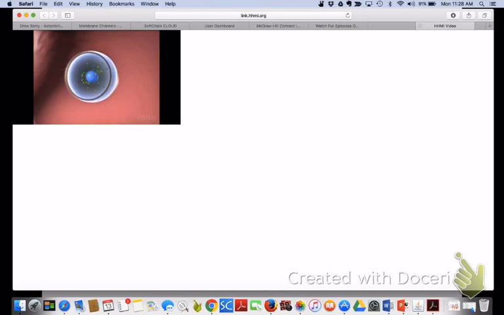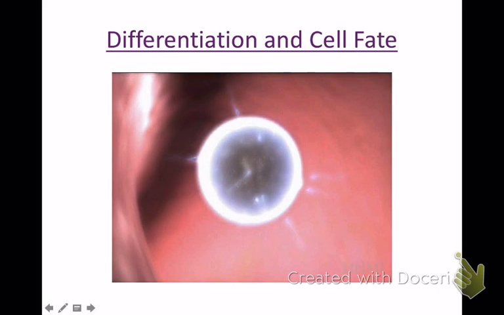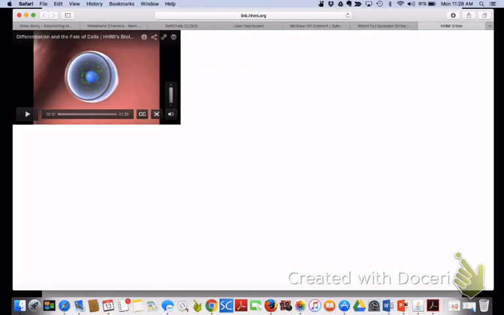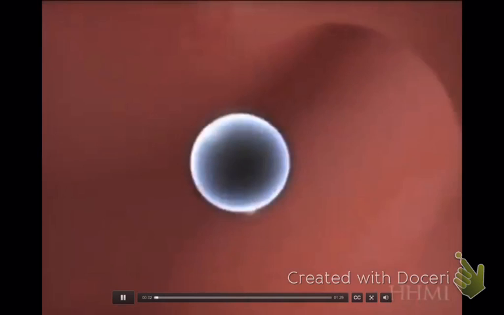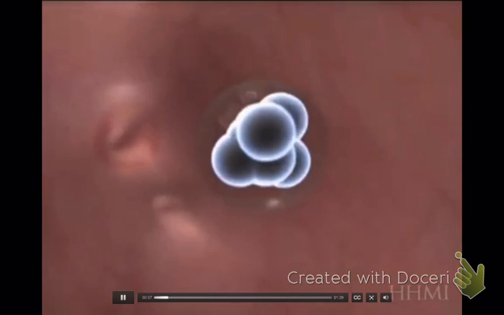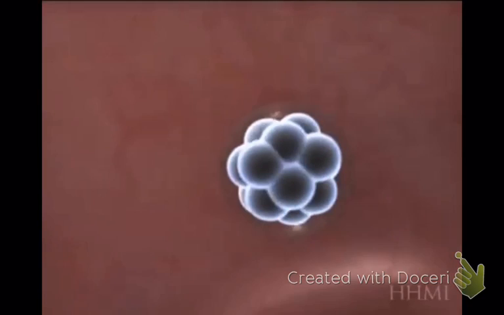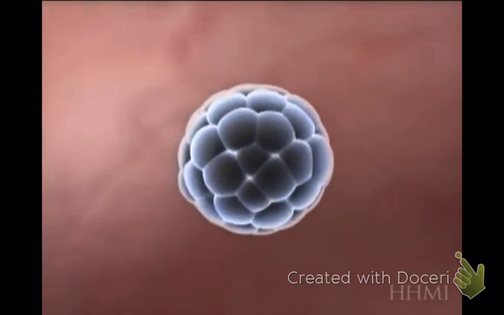Okay. So let's watch a second video. This one is on differentiation and cell fate. Do y'all remember what differentiation is? That's that specialization of cells as they mature into their final form. Move quickly through the early stages of development again, and then we're going to get to this stage when the germ layers are set aside. The 3 germ layers, the ectoderm, mesoderm, and endoderm.